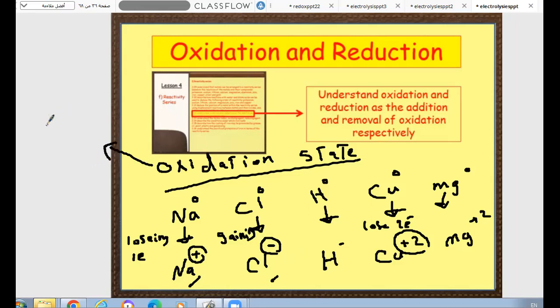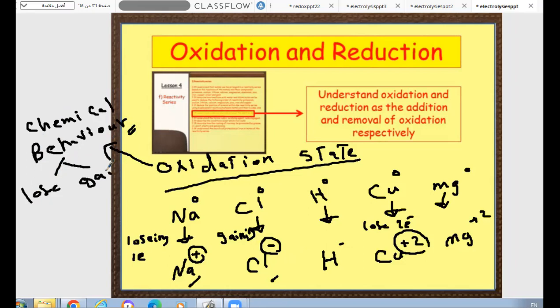I can understand two things. First, what is the chemical behavior of the element? What does the element do in a chemical reaction, whether it loses or gains electrons? When I see sodium positive, it means it lost electrons. When I see chlorine become negative, I can predict that it gained electrons in the chemical reaction.